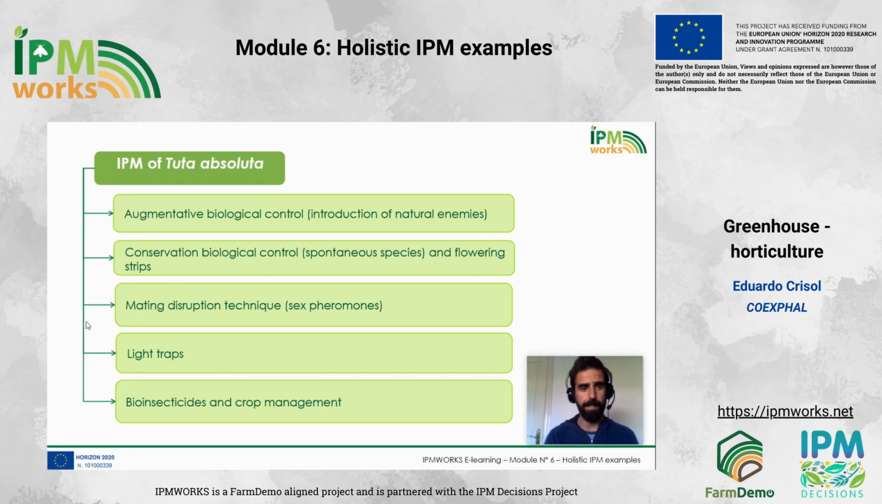And we will use strategies such as flowering strips to attract these beneficial insects into our crop and to boost their activity. The third element of IPM is mating disruption technique, using sex pheromones to reduce mating and thus population buildup. The fourth element is about using light traps to capture adults. And the fifth one is about using bioinsecticides and crop management to reduce damage.